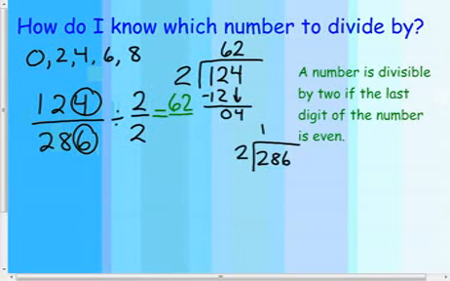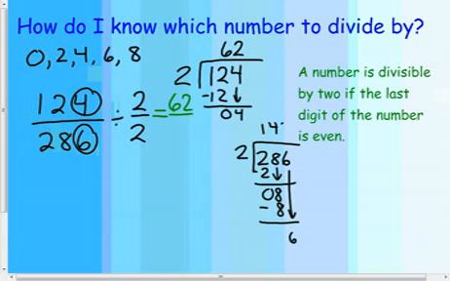2 into 2 one time. Subtract. The 8 comes down. 2 into 8 4 times. Subtract. The 6 comes down. 2 into 6 3 times. So now I have 143 on the bottom. Now we haven't gone through all of our rules yet.